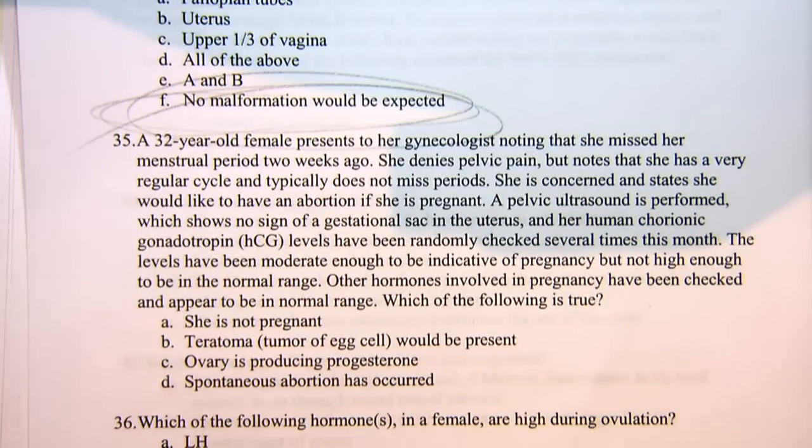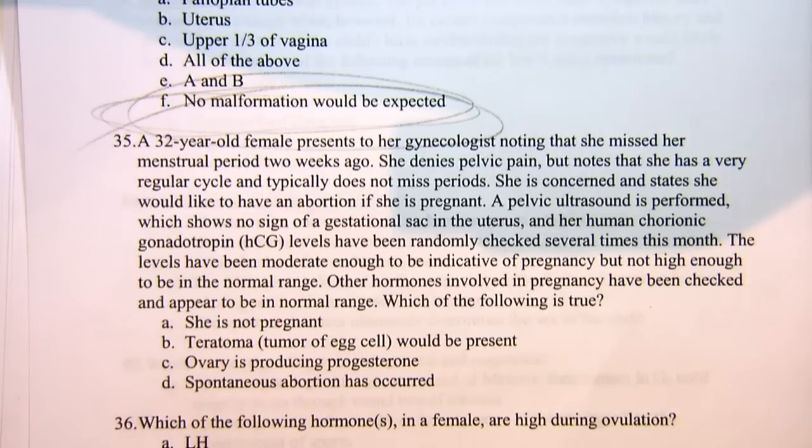This one's long. A 32-year-old female presents to her gynecologist noting that she missed her menstrual period 2 weeks ago. She denies pelvic pain, but notes that she has a very regular cycle and typically does not miss periods. She is concerned and states that she would like to have an abortion if she is pregnant. A pelvic ultrasound is performed, which shows no sign of gestational sac in the uterus, and her human chorionic gonadotropin levels have been randomly checked several times this month. The levels have been moderate enough to be indicative of pregnancy, but not high enough to be in the normal range. Other hormones involved in pregnancy have been checked and appear to be in normal range. Which of the following is true?